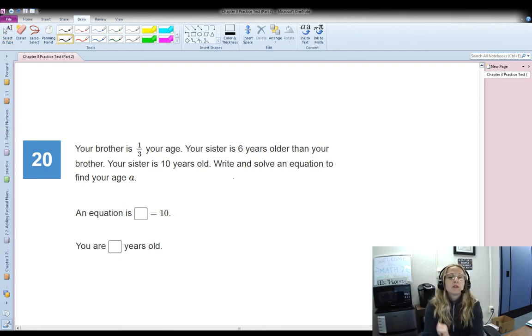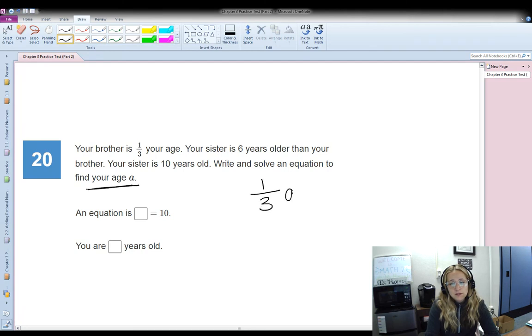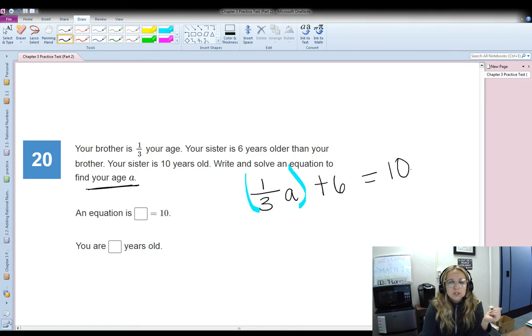So your brother is 1/3 your age. It says that my age is represented by the variable A. So if my brother is 1/3 my age, I'm going to write that as 1/3 A. Okay, he is 1/3 of my age. Your sister is 6 years older than your brother. So this 1/3 A right here represents my brother's age. Since my sister is 6 years older, I'm going to write plus 6, okay? Because she's 6 years older than my brother. Then it says my sister's age is 10 years old. So my sister's age equals 1/3 of my age plus 6. Okay, so that's going to be my equation, which is right here.